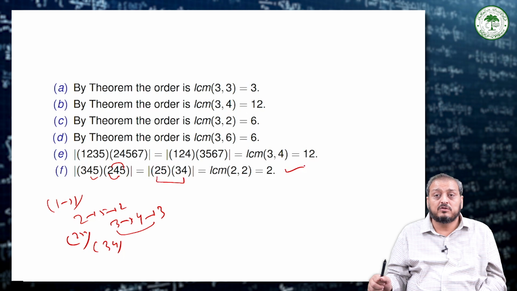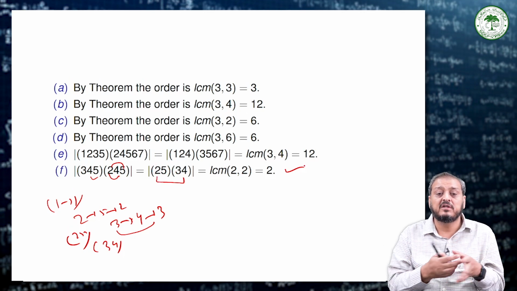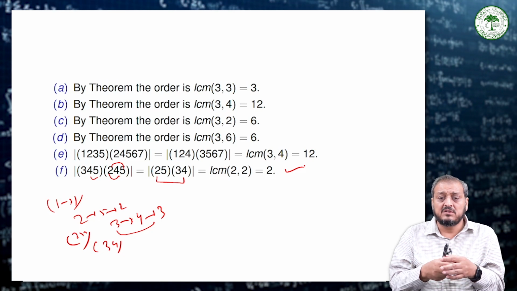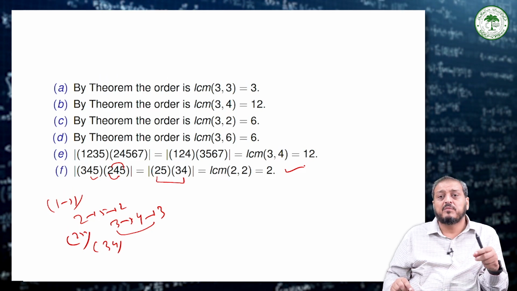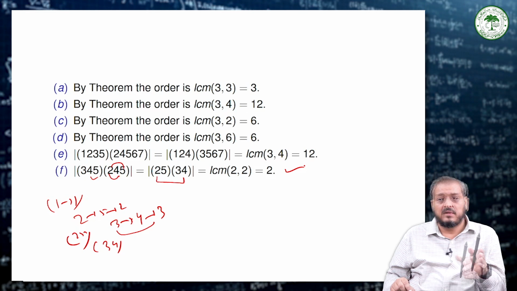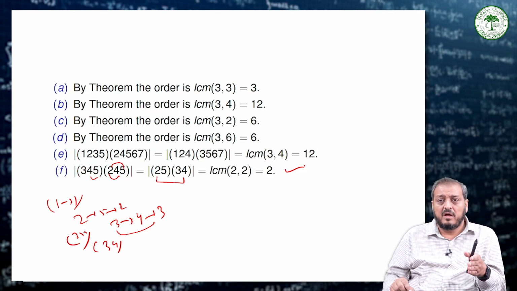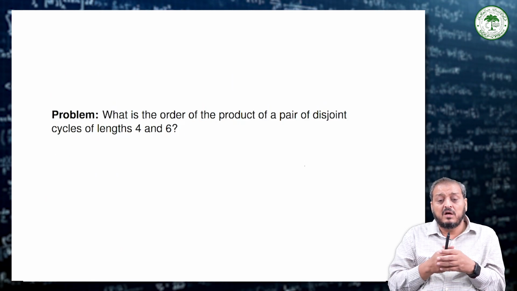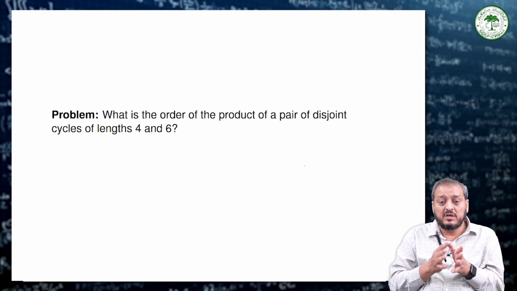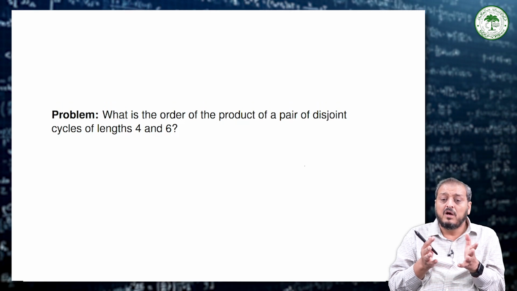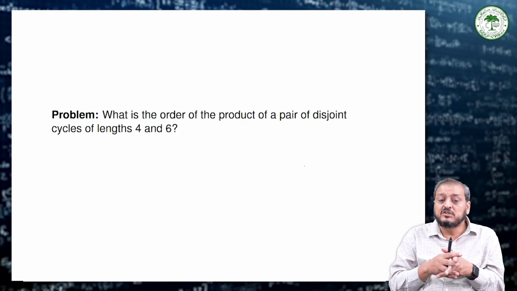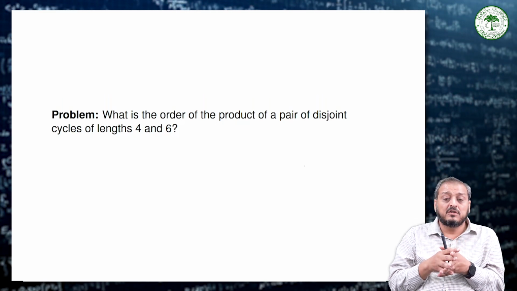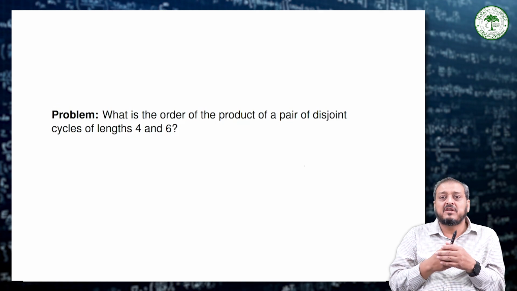So we can easily find the order of any product of disjoint cycles by that theorem: the LCM of the lengths of the cycles m and n. And now another question is: what is the order of the product of a pair of disjoint cycles of lengths 6 and 4? That is again a very trivial question.